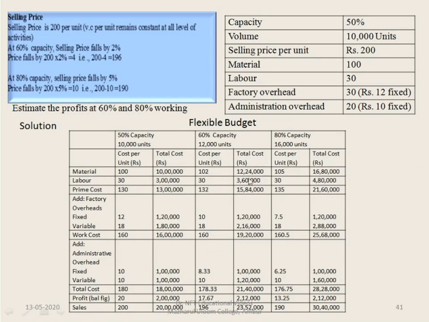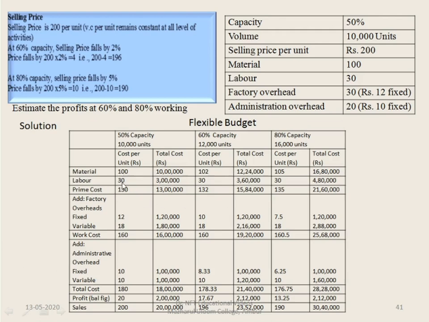So total material cost will be 100 plus 5, which is 105. Here you can see that material cost at 50% capacity is 100 rupees, at 60% it is 102, and at 80% it is 105. Multiply it with the number of units, and you get the amount of material. Next, for labor, nothing is mentioned, so labor cost per unit remains constant as it is a variable cost: 30, 30 and 30. Multiply it with the respective units given, and you get the labor cost for different levels of activity.